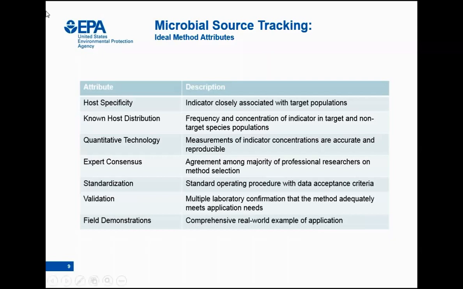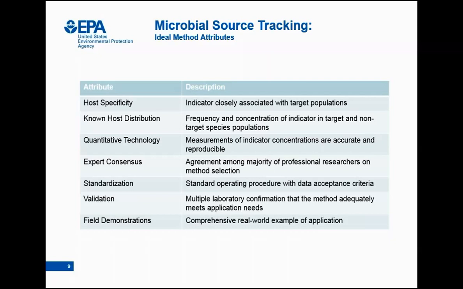A second attribute of a good human microbial source tracking method then would be that we know the host distribution of that indicator. And what I mean by that is that we understand the frequency and concentration of that indicator in the target population, in the example here, humans, but also in non-target species if it does exist. Third, it would be ideal if it was a quantitative technology, meaning that we can measure directly from a water sample the indicator concentration, and that this could be done in an accurate and reproducible manner.